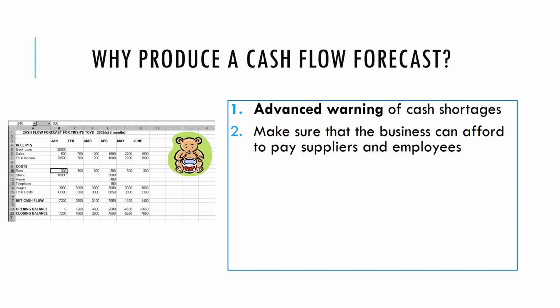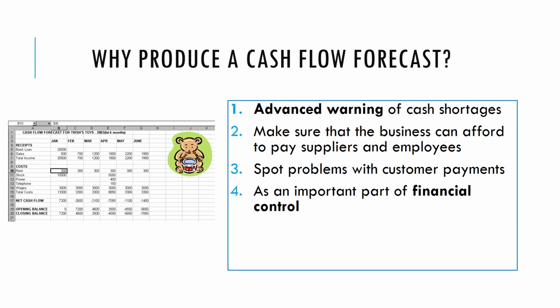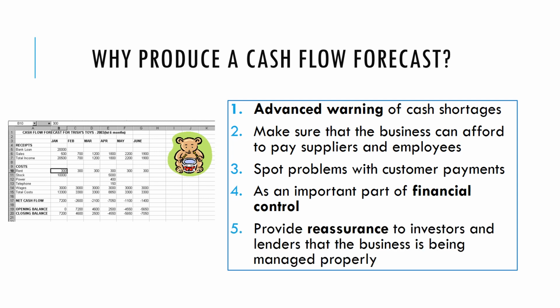Secondly, it can make sure the business has enough money, cash, to pay their suppliers and employees in the future. They can maybe potentially spot problems with the amount of cash that is being received from customers. Maybe they're forecasting one month they're not going to receive enough cash from customers. It's an important part of the finance department to control the amount of cash coming into a business, because it's very serious if the business runs out of cash. It could be the end of the business.